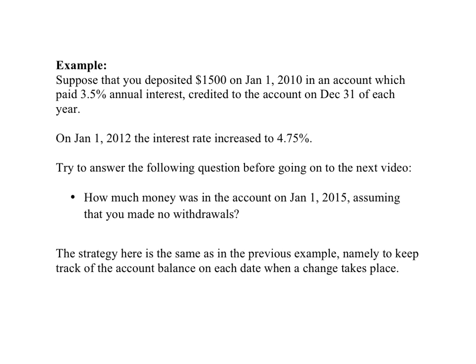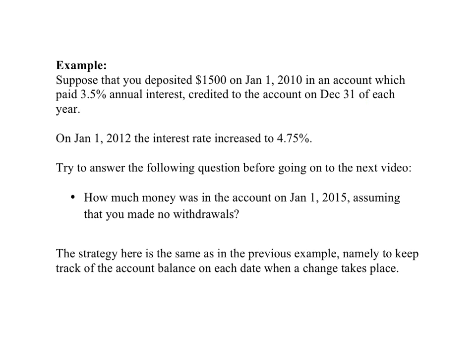As another example of changes along the way, where now it's the interest rate that changes over time, suppose that you deposited $1,500 on January 1st, 2010 in an account which paid 3.5% annual interest, credited to the account on the last day of each year. So same situation, however much money was in the account all year, receives a single interest payment of 3.5% at the end of that year.